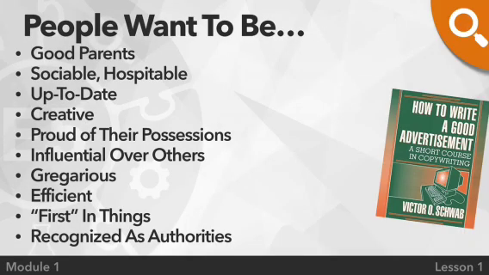Let's keep going. People want to be good parents. Sociable, hospitable, up-to-date, creative, proud of their possessions, influential over others, gregarious, efficient, first in things, right? People feel good when they're the first to get X, when they're the first to experience X, or when they are recognized as an authority, when they're recognized as intelligent, when they're recognized as an expert, for example.